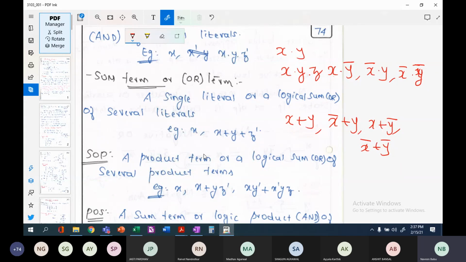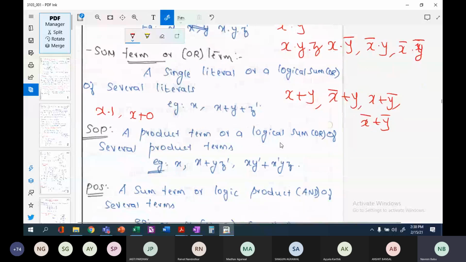Now, what will happen to a single literal? If I have a literal as x, does it qualify for a sum term or a product term? A single literal will qualify for both a sum term as well as a product term. Why? Because if x needs to be represented as a product term, then this can always be written as x dot 1. This x can be written as a sum term because this can always be written as x plus 0, logic 0 term. So hence, a single literal can always be represented both as a sum term as well as a product term.